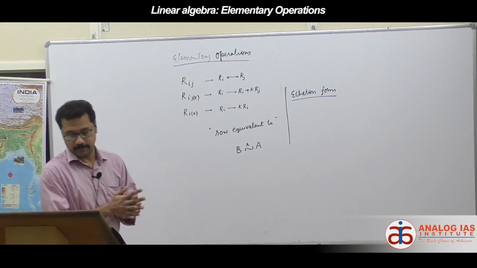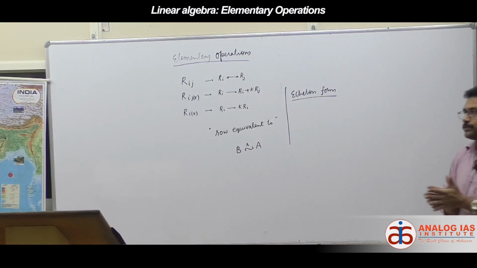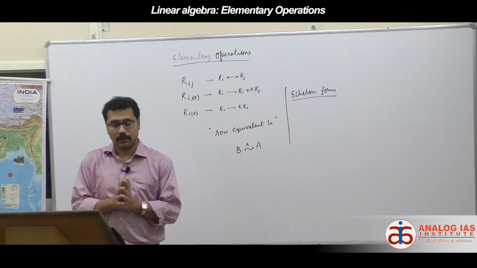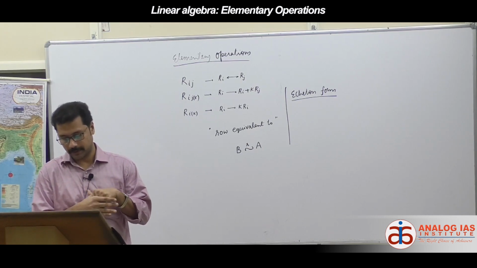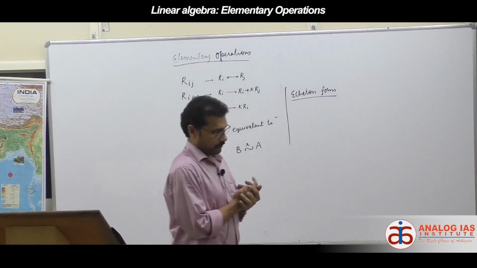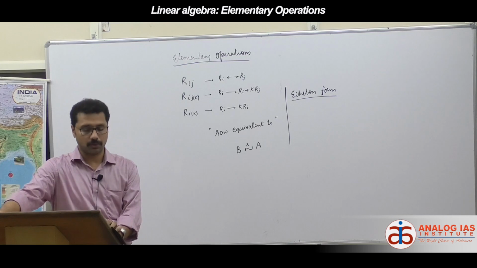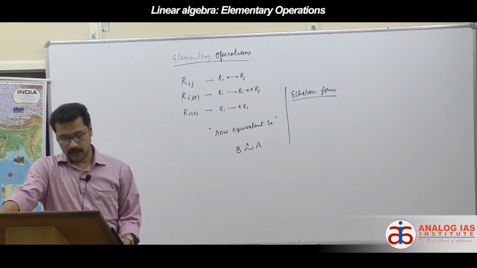Or maybe if you want to write, take some points. A matrix A is said to be in row reduced echelon form if, first point, the first non-zero entry in each row is 1.